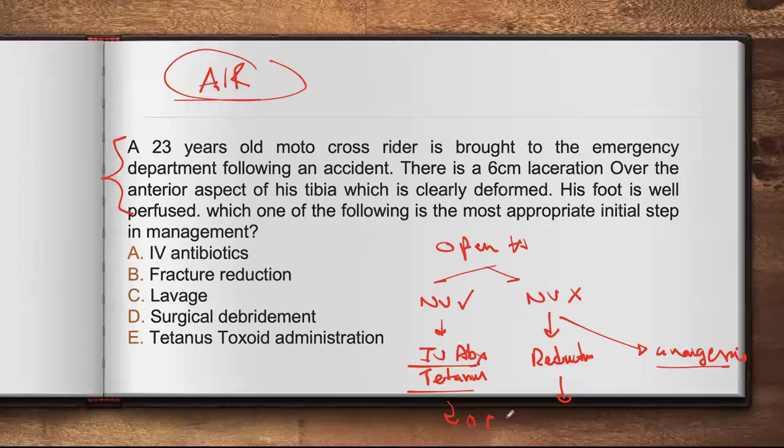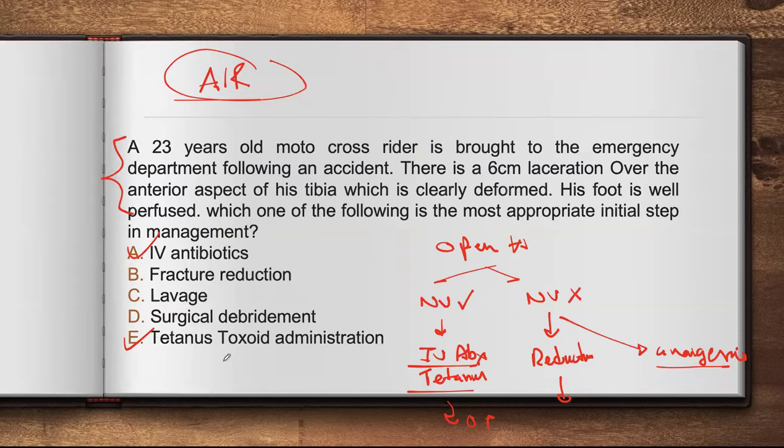Okay. So now both IV antibiotic and tetanus are equally right, because in a real life situation you would usually give both together. There is no real answer in this. An exam loves to do this kind of thing because they know you will be confused. But think, in a patient who has an open fracture, what is the most common thing to happen? Infection.